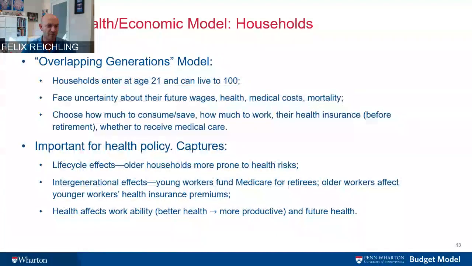Important for healthcare policy, our model captures several neat things. For example, life cycle effects. Older households are more prone to health risks, and health expenditures are much higher for old people than for young people. Then there are intergenerational effects: young workers fund Medicare for retirees, and older workers affect younger workers' health insurance premiums, because older workers typically have a lot higher healthcare spending than younger workers.